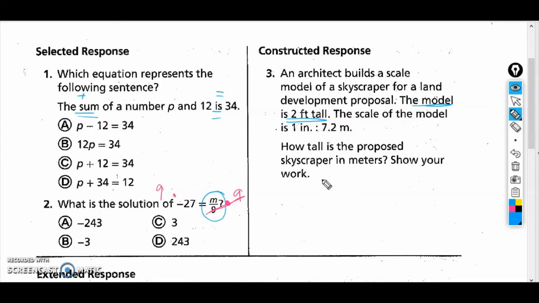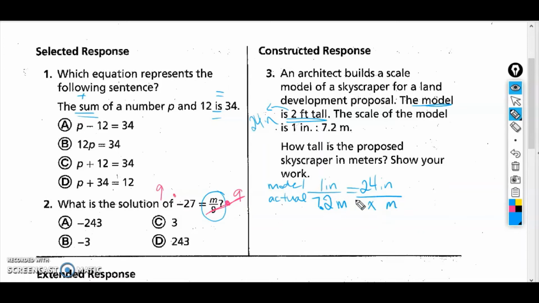Show your work. So 1 inch is for every 7.2 meters. Well, the 1 inch is smaller than 7.2 meters, so I know this is the model and this would be the actual. So model over actual. Okay, so I know that the model is 2 feet tall. Well, this is in feet, not in inches. So 2 feet is the same thing as 24 inches. So I'm going to need to put 24 inches over some amount of meters.